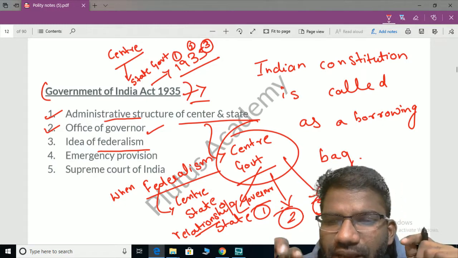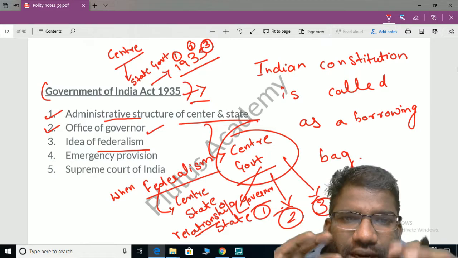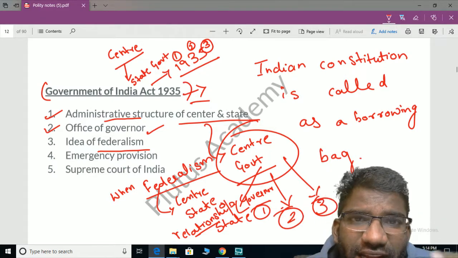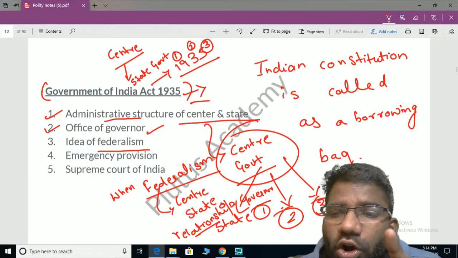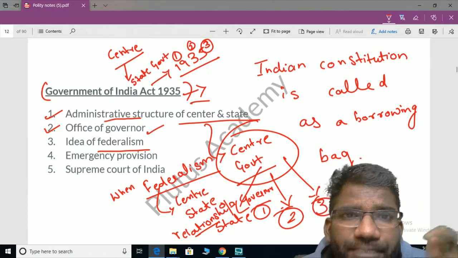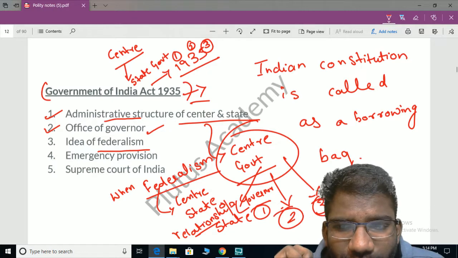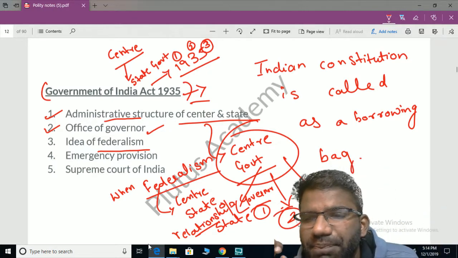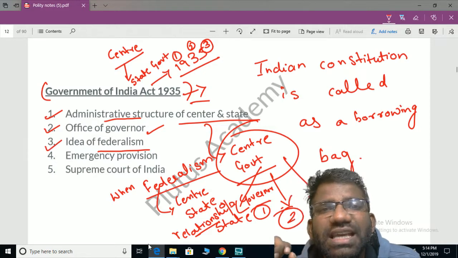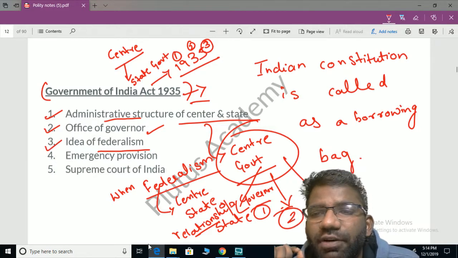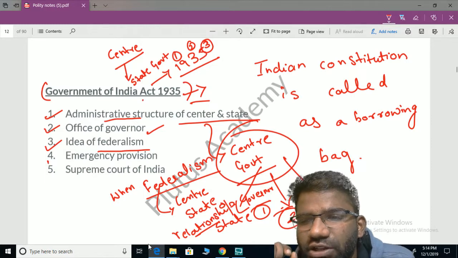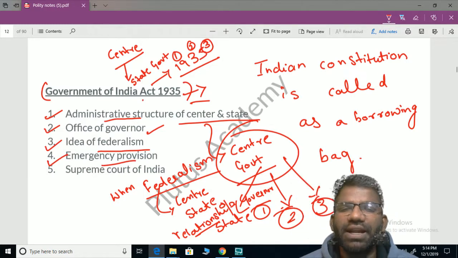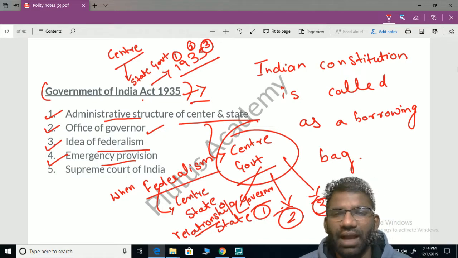The next thing, emergency provisions. When a particular state or union territory fails to function as per the norms of the constitution, an emergency is put there by the central government. How the emergency will be implemented, the provisions of the emergency, have been taken from the Government of India Act 1935. The fourth point is emergency provisions. I hope this much is clear.